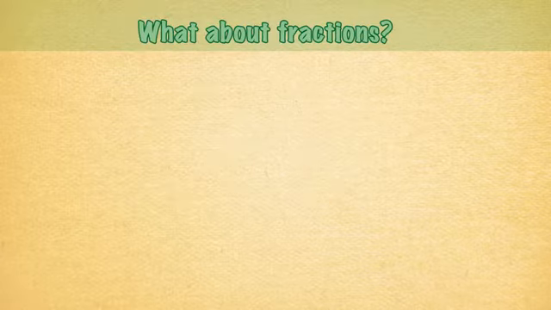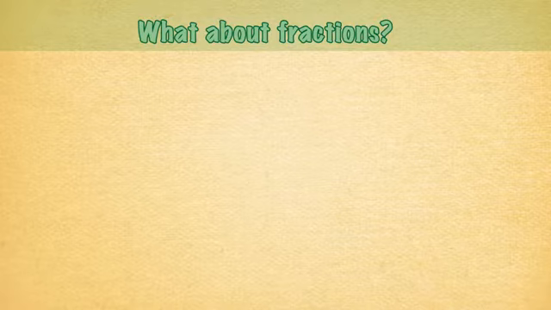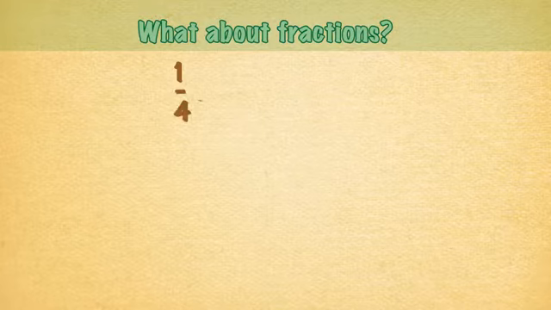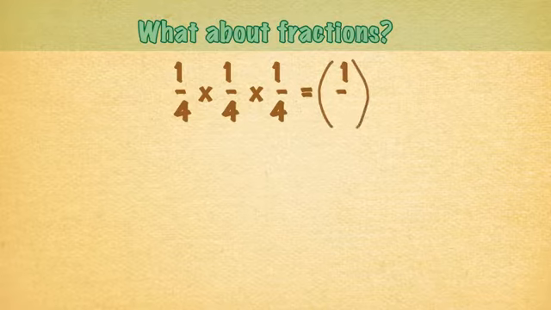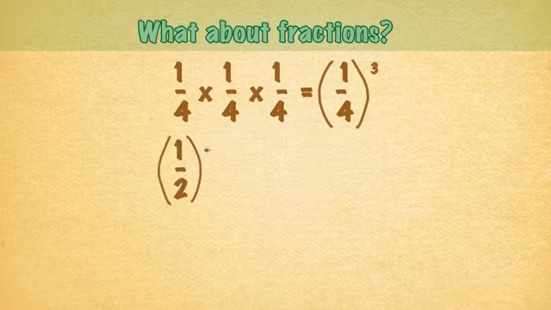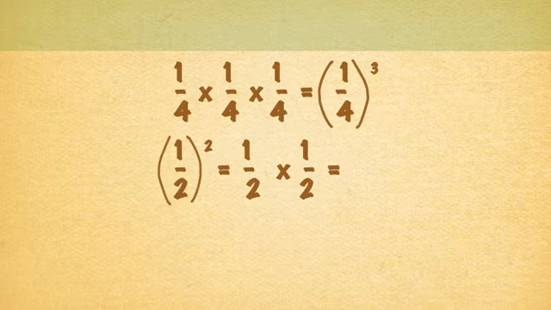Using exponentials doesn't just work with integers. You can multiply fractions together in a similar way. Rather than writing out 1/4 times 1/4 times 1/4, you can write it as 1/4 cubed or 1/4 to the 3rd power. Do you know what 1/2 squared is equal to? Remember that 1/2 is the base and 2 is the power. Just write it out as 1/2 times 1/2 and multiply to find the answer. Did you get it? The correct answer is 1/4.